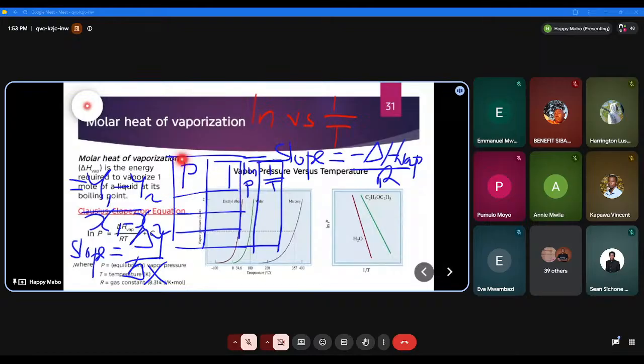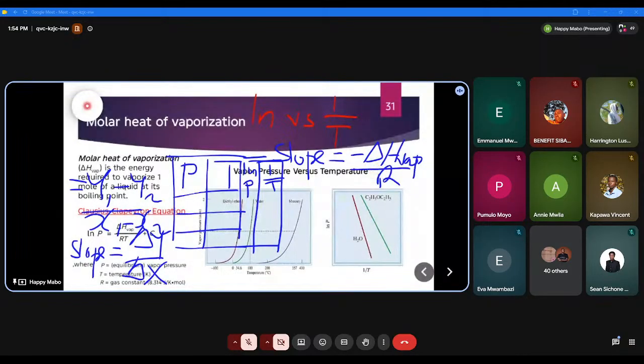Then compute the ln of the partial pressure using your calculator in degrees. Then you put the values there. Then find the inverse of all the temperature values that you have. Then you put them there. When you plot a graph of ln P on the y-axis and the inverse of temperature on the x-axis, you're going to end up with a straight line. So this line is now what you are going to use to find the gradient, whose value you're going to throw into this equation to find the molar heat of vaporization.